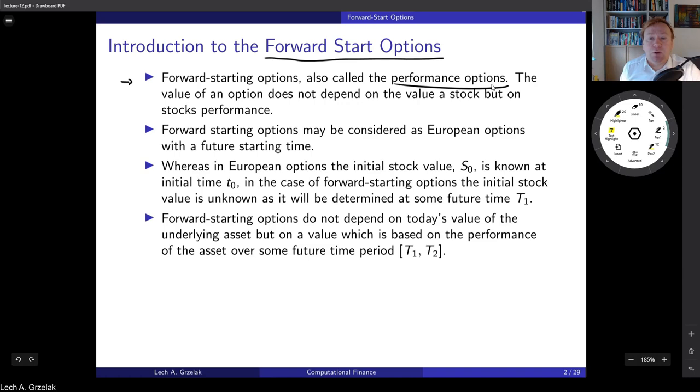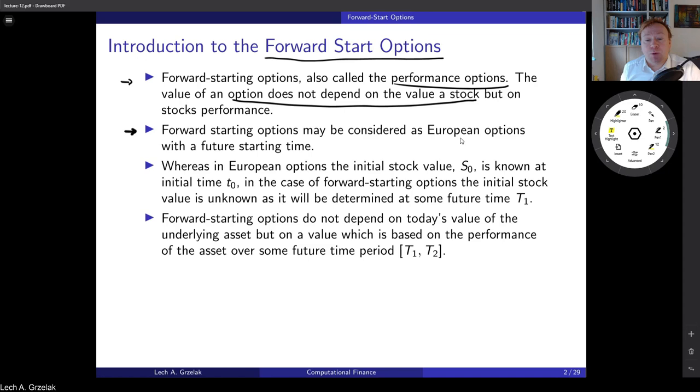That will also be clear later once we define mathematically the payoff function. The payoff of the option does not depend on the value of a stock. So once we talk about performance, we don't really care about the stock level. We talk only about the difference between values in the future and some other time in the future. Forward start means the performance is over a future period of time. Forward start options are considered European type options, but they have a future starting date.